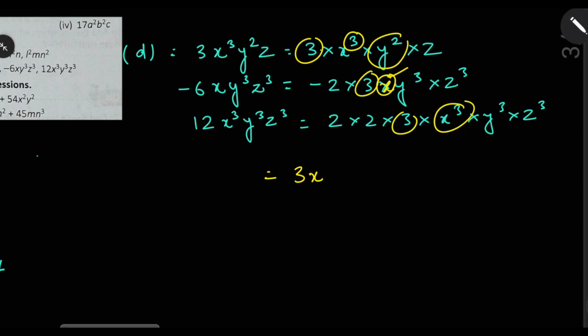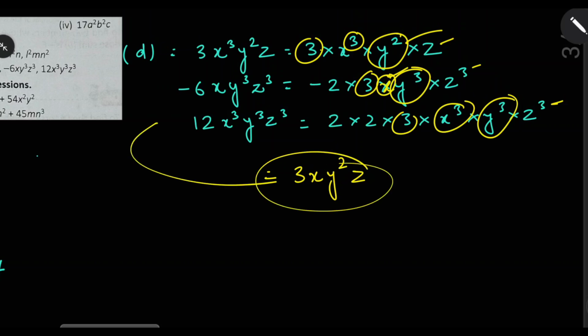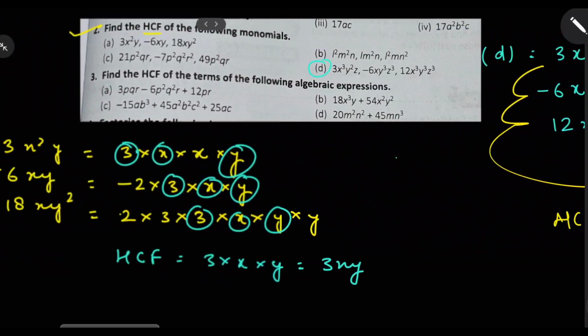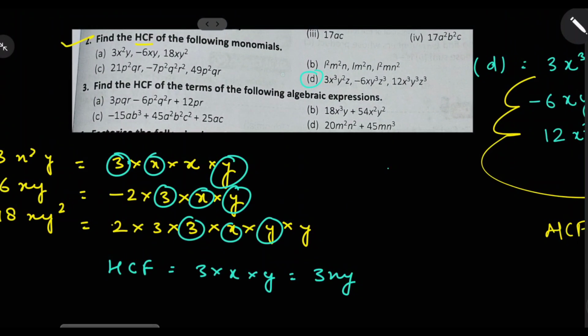And in y we have y square, y cube, and y cube, and z. So the minimum power is y square, so it should be y square. In z, the powers are 1, 3, and 3, so we take z to the power 1. So this is the HCF of these three numbers. HCF is equal to 3xy square z, and this is our answer. And the remaining questions, question number B and question number C, are your homework.